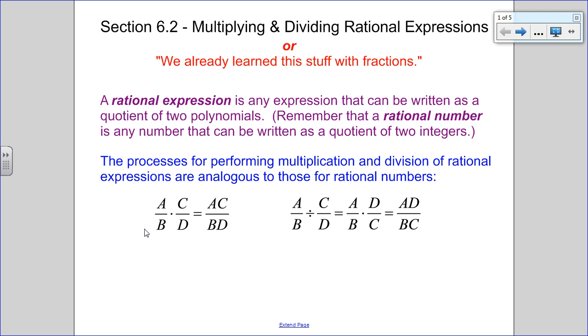When multiplying two rational numbers written in fraction form, a over b times c over d, we simply multiply the numerators and multiply the denominators. This same process can be used to multiply rational expressions. When dividing two rational numbers written in fraction form, a over b divided by c over d, we first rewrite as an equivalent problem involving multiplication by the reciprocal of the divisor, a over b times d over c. The same process can be used when dividing rational expressions.